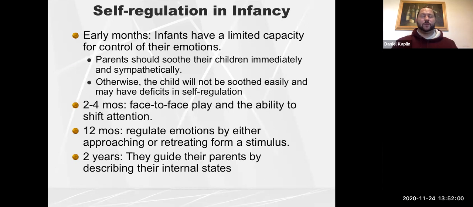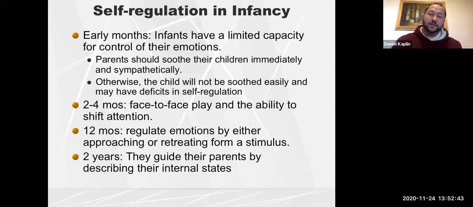And who's responsible for controlling the emotions if the kid can't do it? The parents. So parents have a tremendous responsibility to soothe their children, to pick up their child, to hug their child, to rub their child's back. All of these things, if you show a sympathetic role, will comfort your child. Now, if you choose not to comfort your child, it may result in later problems in self-regulation or deficits in self-regulation when they're expected to control and regulate themselves.